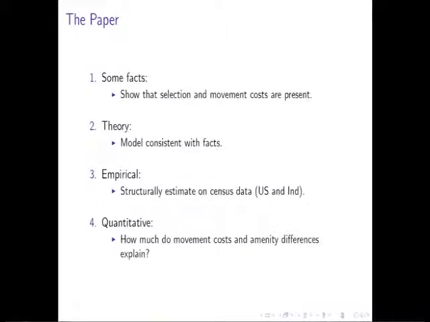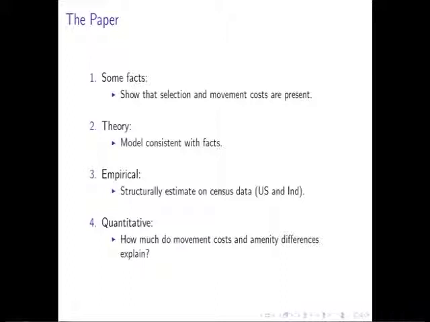Okay. So the paper, I'm going to try and do all of this in our 30 minutes, but I won't get through it in detail. I'm going to start by showing some facts about migrants in Indonesia, which I think are fairly suggestive of the fact that, first of all, there are costs of moving across space, and second, that there is selection, that selection is very important.